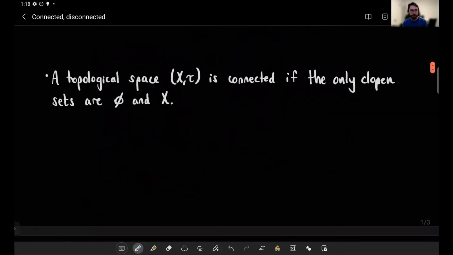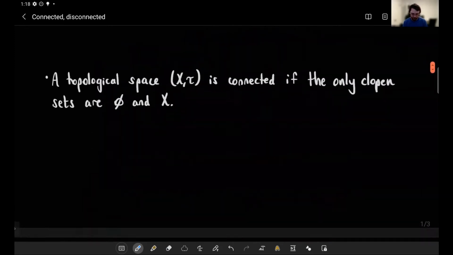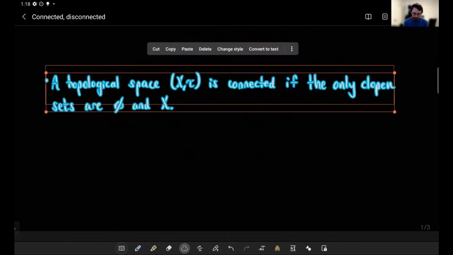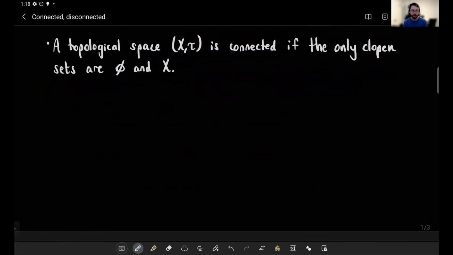Another way to phrase it, though, is that a topological space is connected if the only clopen sets are the empty set and the whole space. So we already know that these are automatically clopen, both closed and open, no matter what your space X is. But in fact, if you're connected, those are the only ones. And that can be seen as follows.